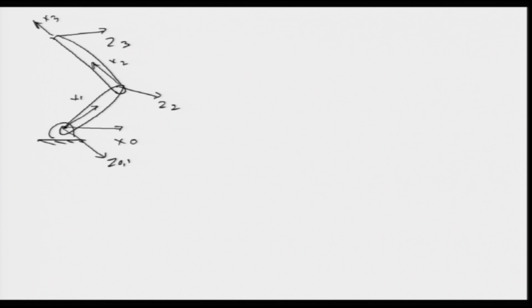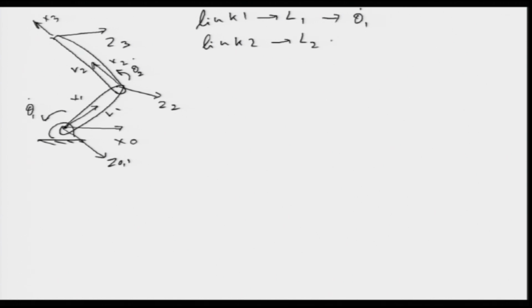Now, suppose we say that this is subjected to an angular velocity theta 1 dot, and this is subjected also to an angular velocity theta 2 dot. Okay. So, this has link length L1 and this is link length L2. So, link 1, which has length L1, has angular velocity theta 1 dot. Link 2 has length L2 and it has angular velocity theta 2 dot.